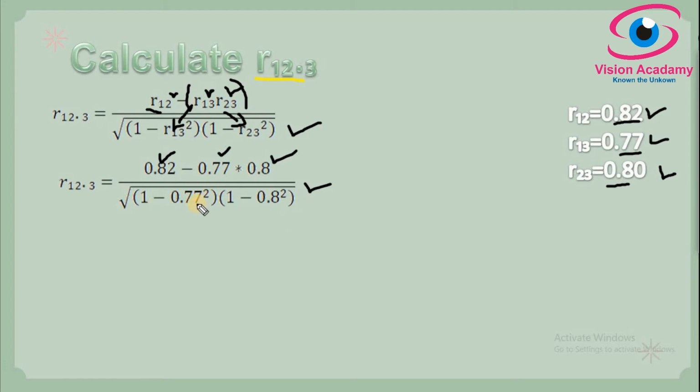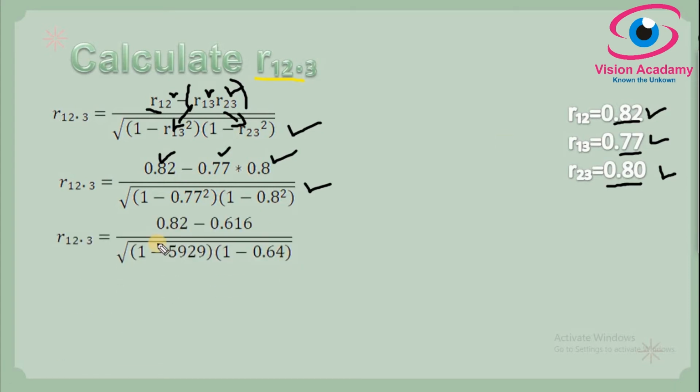Since the formula is squared, we need to square this value. So 1 minus 0.77 squared. Here 1 minus R23, R23 is 0.8. So 1 minus 0.8 squared. Now I will simplify this for the further step.